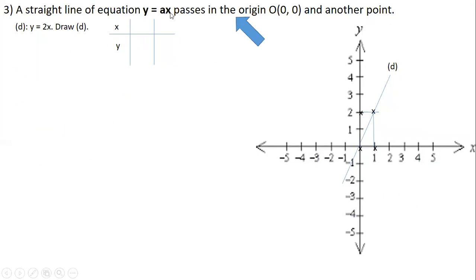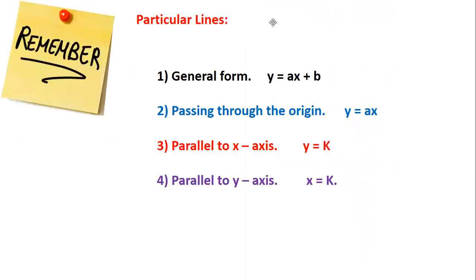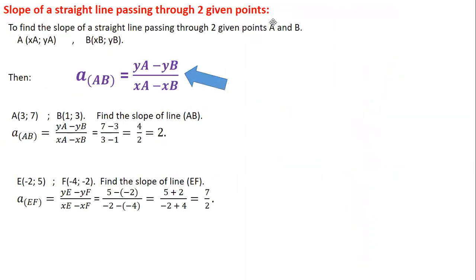And we have talked about a very special straight line in the system of axes, which is y equals ax. This straight line, as you can see, doesn't have a y-intercept. Then this straight line always passes through the origin, which is (0, 0). Please pay attention to these straight lines.